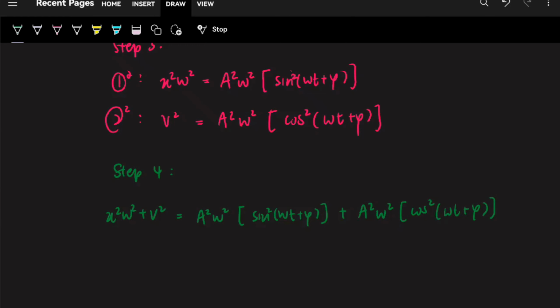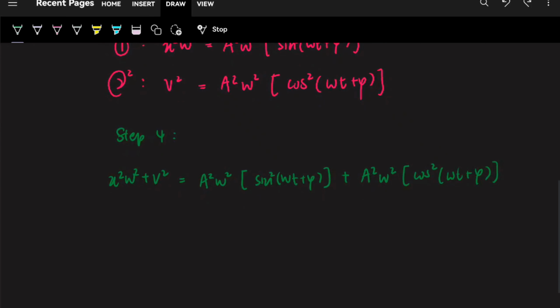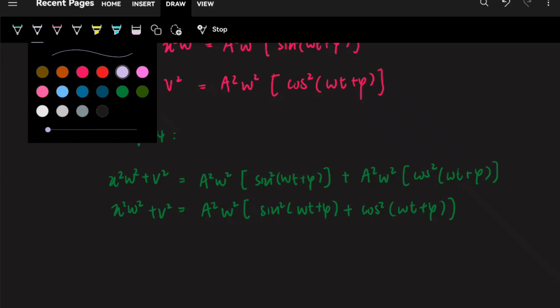So, well, we can actually do something here. We can factorize a squared omega squared out. So if I rewrite this again, I'm going to get a squared omega squared, sine squared omega t plus phi plus cos squared omega t plus phi. Okay, now this is where the trigo identity comes in.